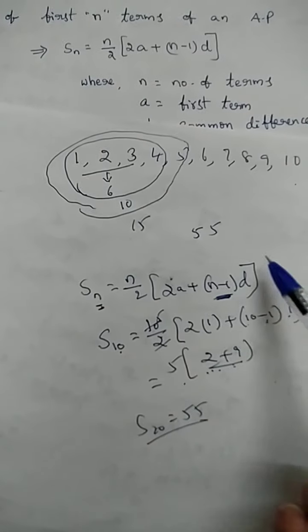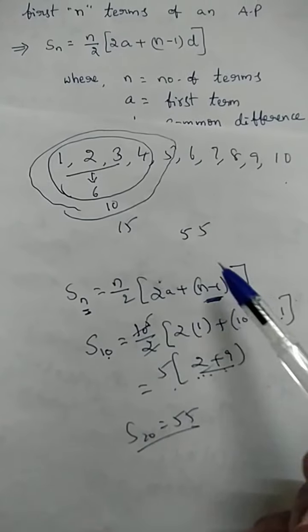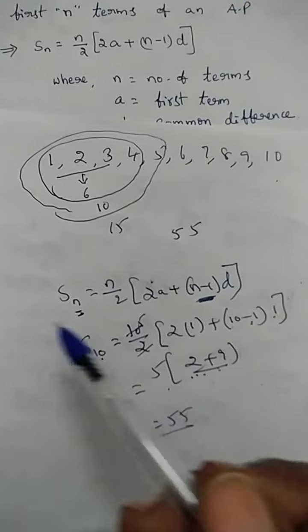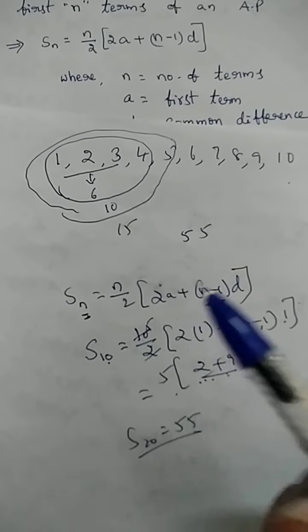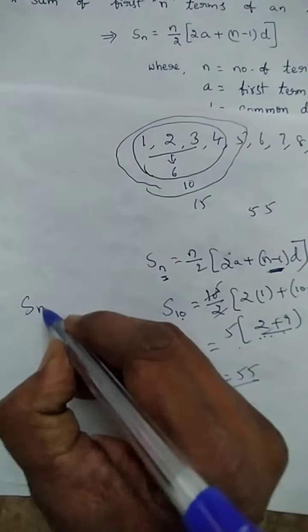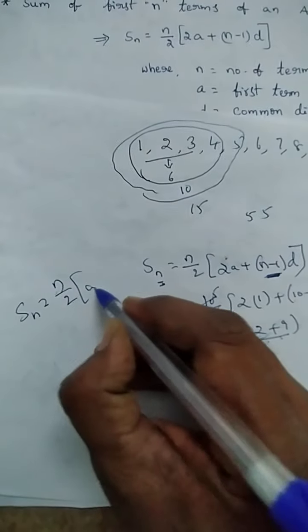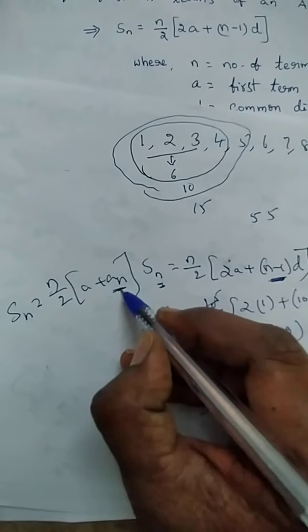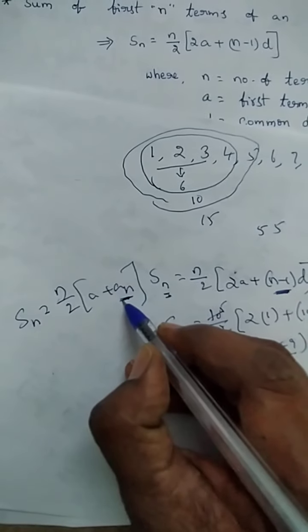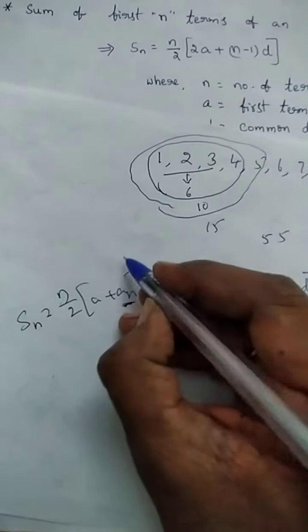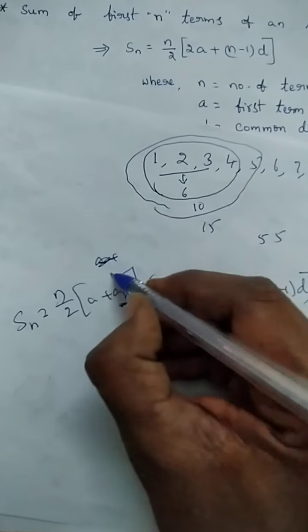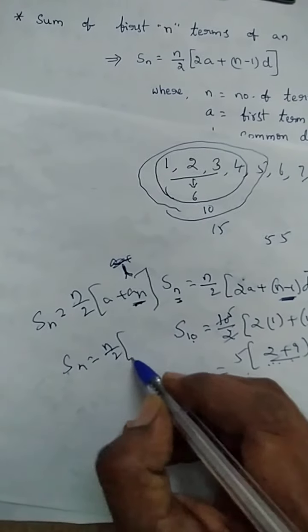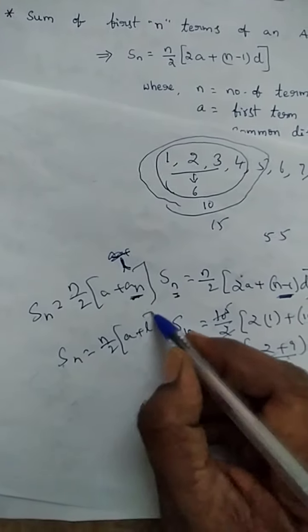This is the formula to find the sum of the first n terms of an AP. Not only 10 terms, but 100 terms, 200 terms, whatever it is, this is the formula. Instead, we can use one more formula, Sn equals n by 2 into a plus an, where an is the nth term of an AP. The nth term is also called the general term or last term. The last term is denoted by l. So one more formula is Sn equals n by 2 into a plus l.